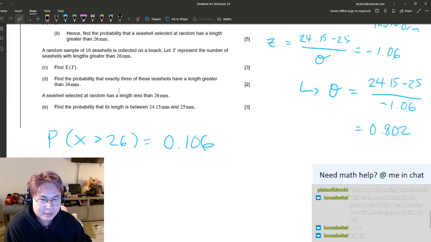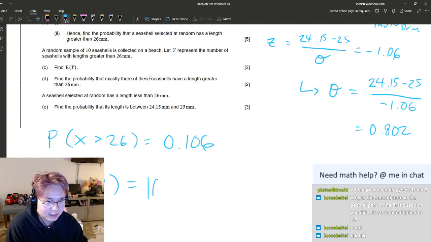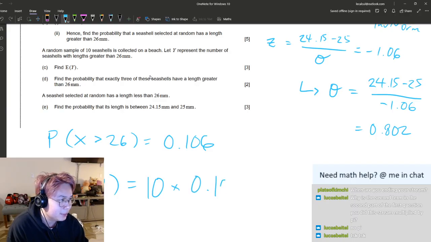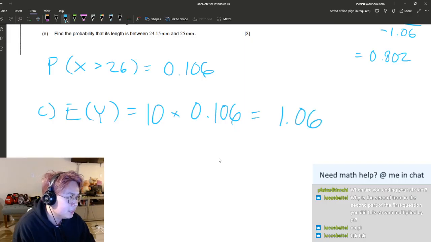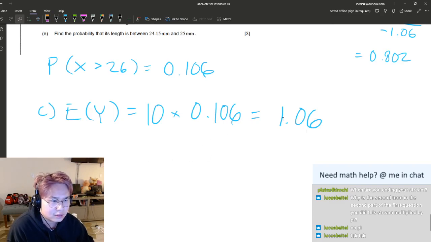Alright, and then we want to find the expected value of y. So the expected value of y, well, there's 10 seashells, and we are trying to find out how many of these on average are going to be larger than 26. So we multiply that by the probability of each seashell being over 26. And if you pull out a calculator for this one, then I would be very embarrassed for you. 1.06.